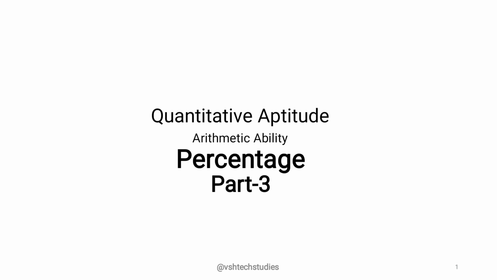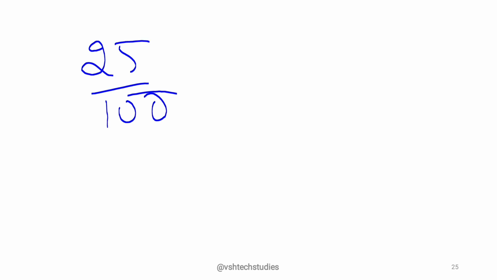These descriptive problems happen to be indirect and a little bit trickier. Hence, we shall revise what we have learned in the previous video and then solve these problems. So, percentage means how many parts in 100. 25% means 25 upon 100. Out of 100, we have taken 25.